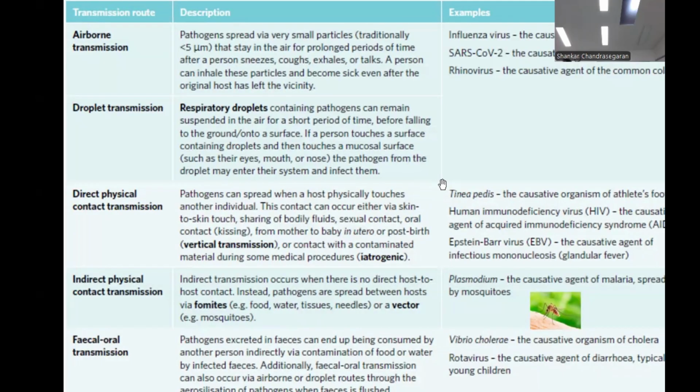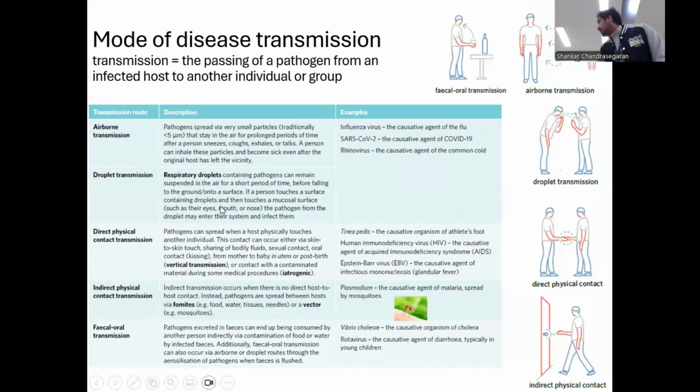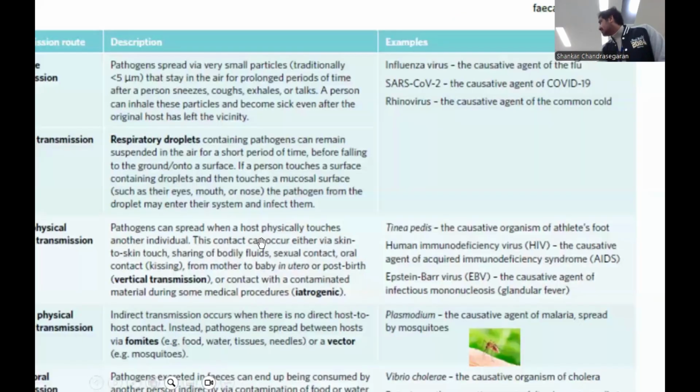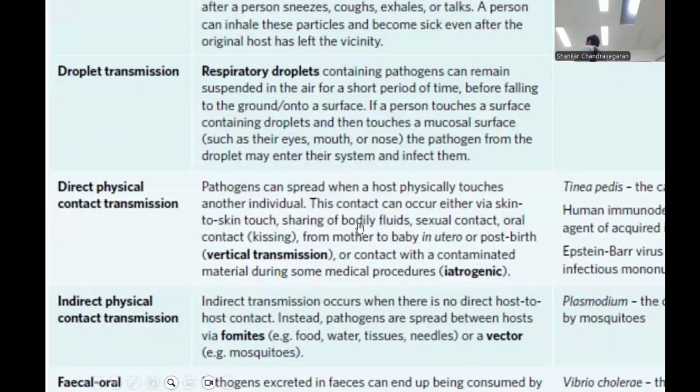All right. Next is direct physical contact. Everything from kissing all the way to sexual contact, sexual transmission, they all fall under direct physical contact because they are all forms of physical contact, right? This can cause the spread of everything from HIV all the way to athlete's foot as well. So it's a very wide range of transmissions that can happen when it comes to direct physical contact.